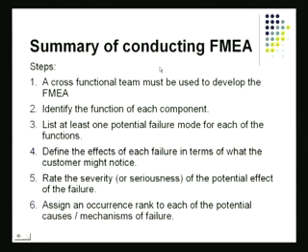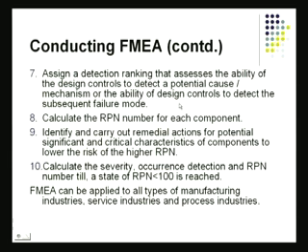So the summary of conducting FMEA: a cross-functional team must do FMEA, identify functions of each component, try to find at least one mode of potential failure, define the effects, look at the severity, and look at the detection capability. This is something that you've got to be able to do. Once you've done that, you can calculate your RPN number. RPN would come very handy in terms of prioritizing the different numbers there.